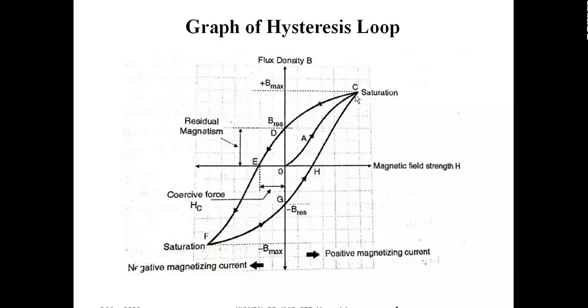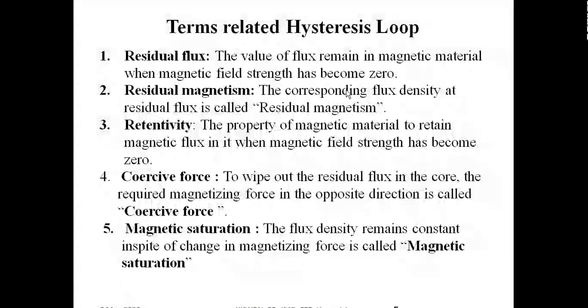The hysteresis loop requires the magnetization and demagnetization of the magnetic material in both directions of current, that is the forward direction of current and reverse direction of current. From this graph we can now define the different terms that are usually related to the hysteresis loop.